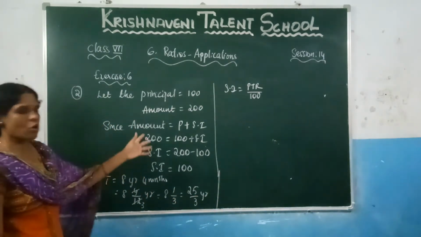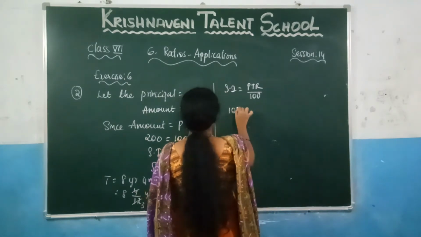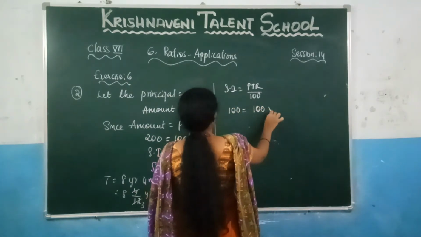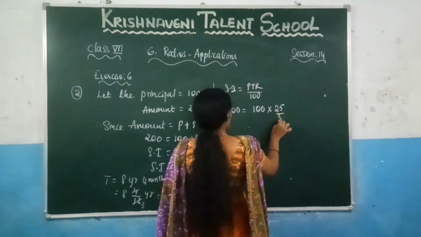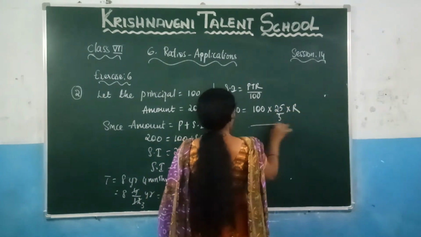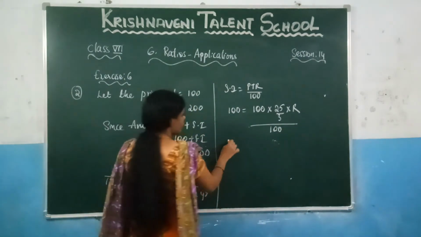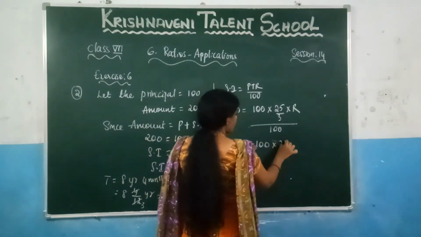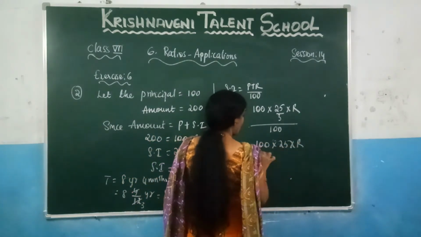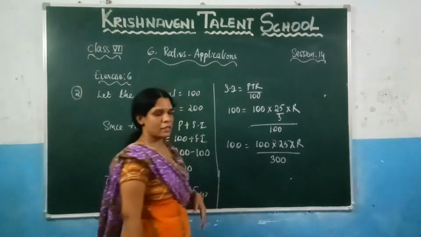Right? Now let us place all these values in this equation. So what is the value of simple interest? 100. And what is the principal? 100. And what is the time period? 25 by 3. And you need to find it here the rate by 100. Right? Now let us do the simplification. 100 is equal to 100 into 25 into R by 3 into 100, which gives you here 300.